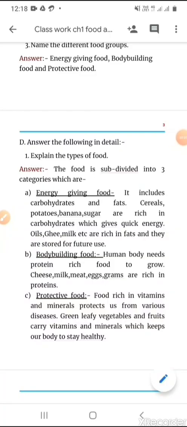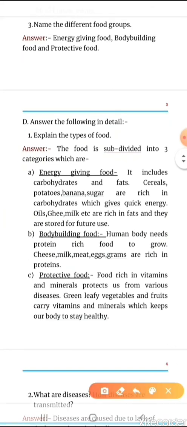Now we have to answer the following in detail. That means long question answers. First one is explain the types of food. First one, energy giving food. It includes carbohydrates and fats. Cereal, pulses, bananas, sugar, they are rich in carbohydrates, so they give us quick energy. Oil, ghee, milk, they are rich in fats, so they are stored for future use.